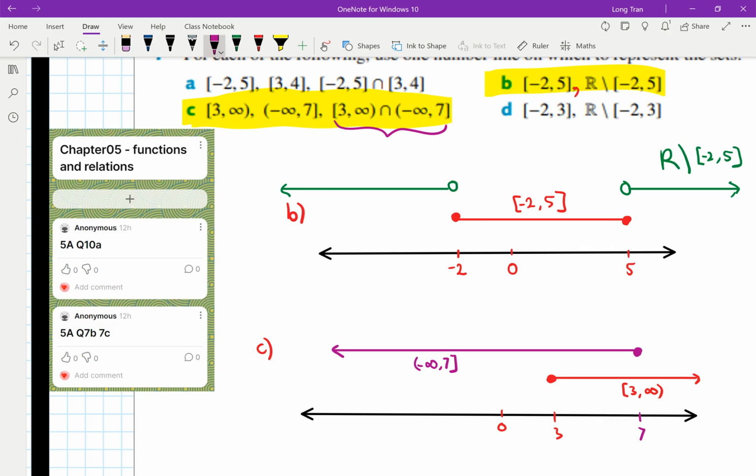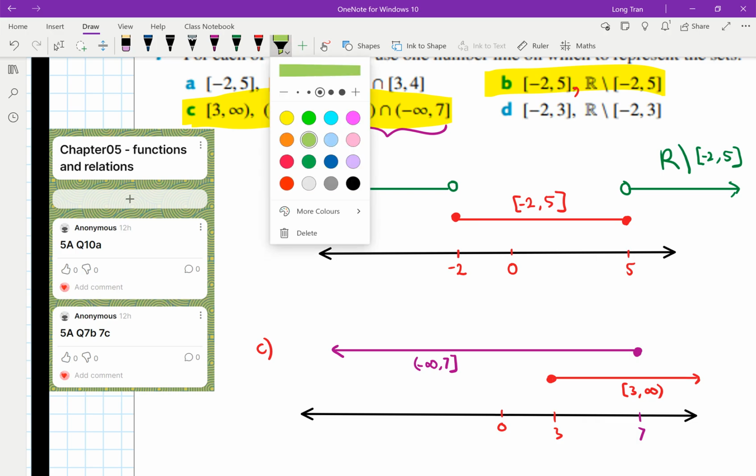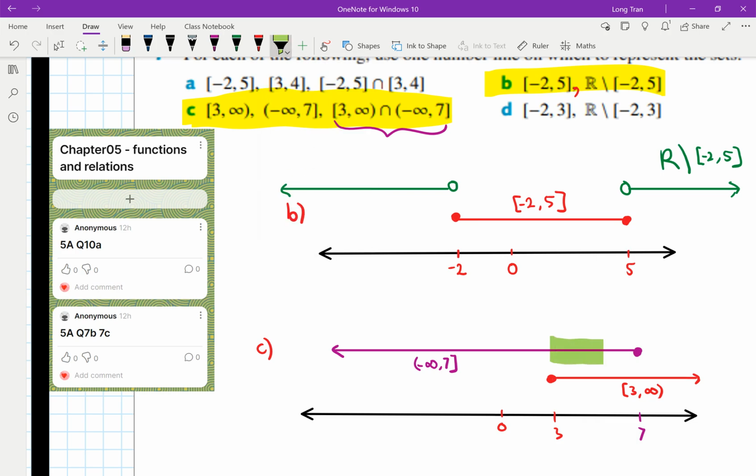And they want everything that is from negative infinity up to 7, which we've drawn in purple. But the intersection sign means where do they both have in common? Now, if you have a look at the two lines that I've drawn, where do they both have a region that's in common? And we can see that it clearly is from 3 to 7. Both of them include 3 all the way up until 7.